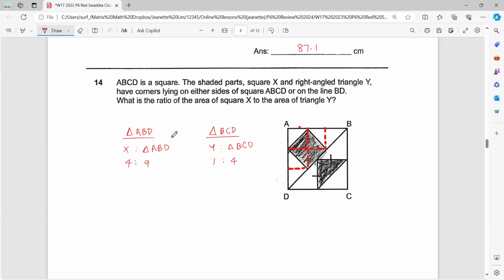Next, you look at these 2 ratios. What is the common base? So triangle ABD is actually the same as triangle BCD because this is a square that's being cut into half, right? So ABD is the same as BCD. So change it to common multiple, 36. Here, multiply by 4. The other side, multiply by 9. So what's the ratio of X to Y? 16 to 9.